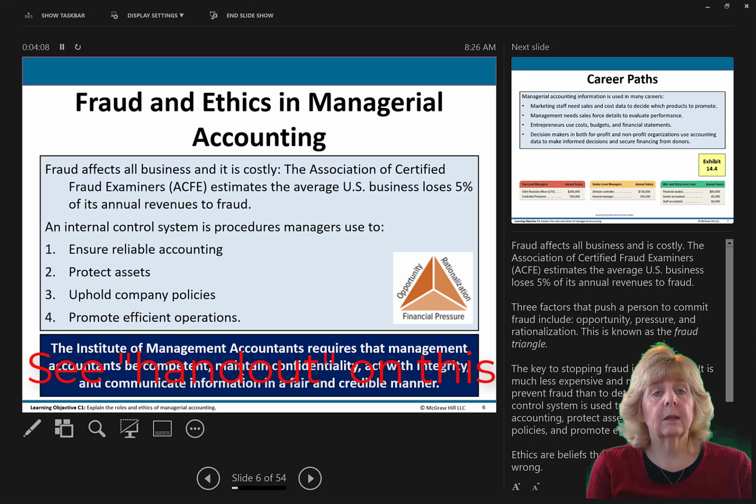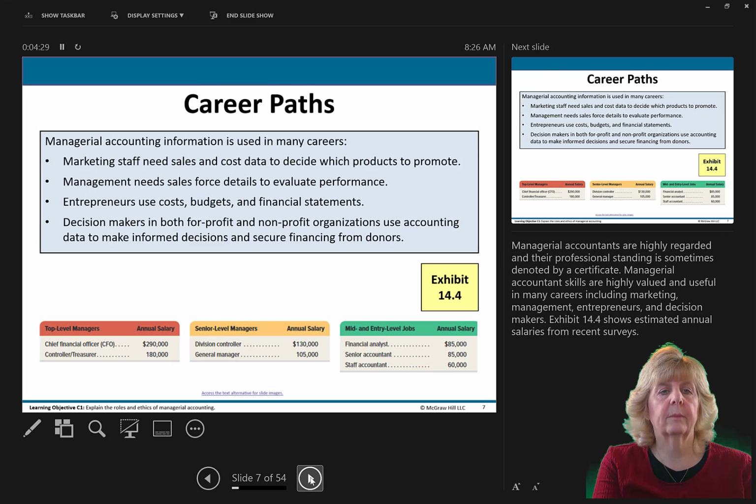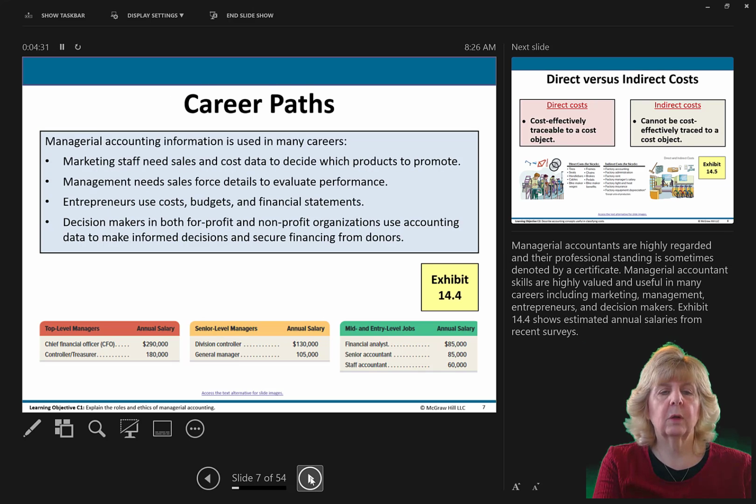Fraud and ethics are both very important to understand. Your author does a pretty good job of sprinkling these several topics throughout. Make sure that you read about those, but again, my focus is going to be on classifying costs today and then working through the exercises and problems. Career paths you can also read about.